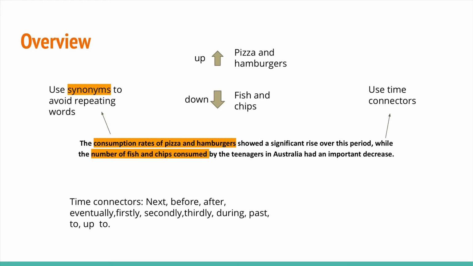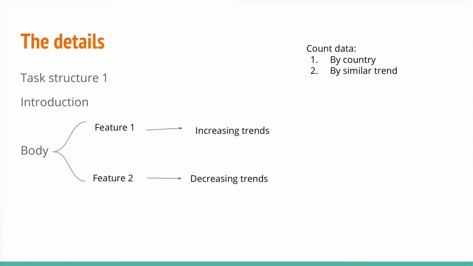Use synonyms to avoid repeating words. Also, use time connectors. Here, our answer was, the consumption rates of pizza and hamburgers showed a significant rise over this period, while the number of fish and chips consumed by the teenagers in Australia had an important decrease. Here you can see we used synonyms when we said consumption rates of pizza and hamburgers and number of fish and chips consumed. You need to give the specific details.